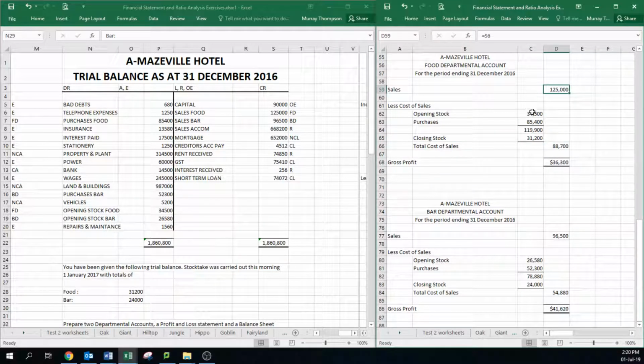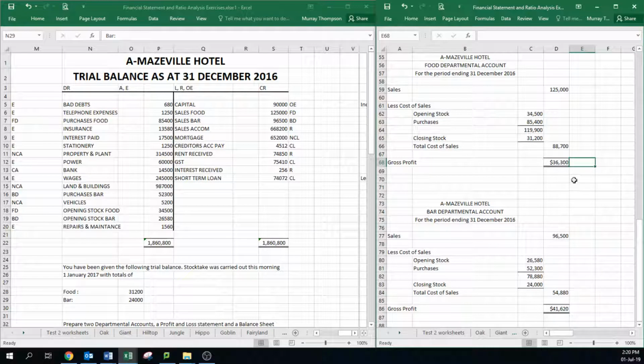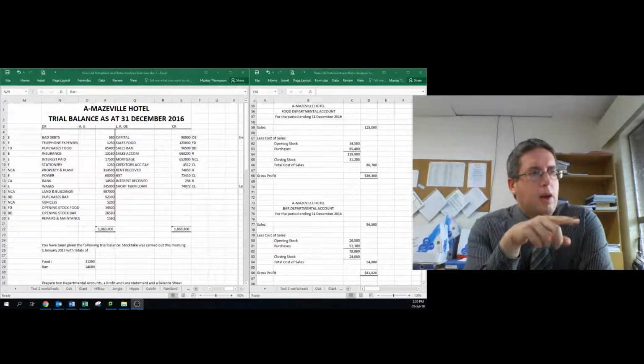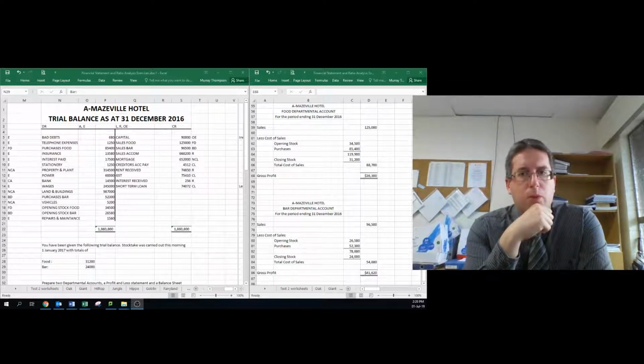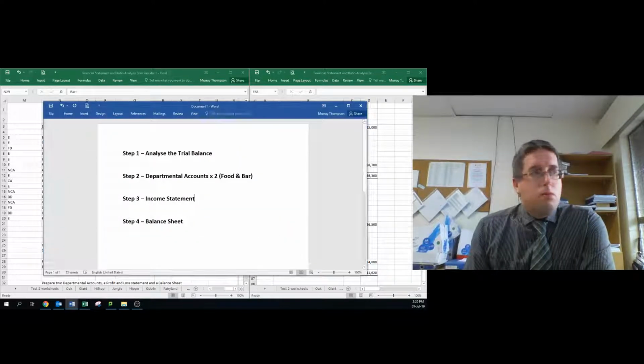Right, so just feed in those four numbers, and then you'll be able to calculate cost of sales, and then finally calculate gross profit for each one. And that is the departmental account. Repeat again for the bar department, using the bar department figures as well. And that's it. That is step 1 and step 2. Okay, so the departmental account is just the performance of each of those departments.